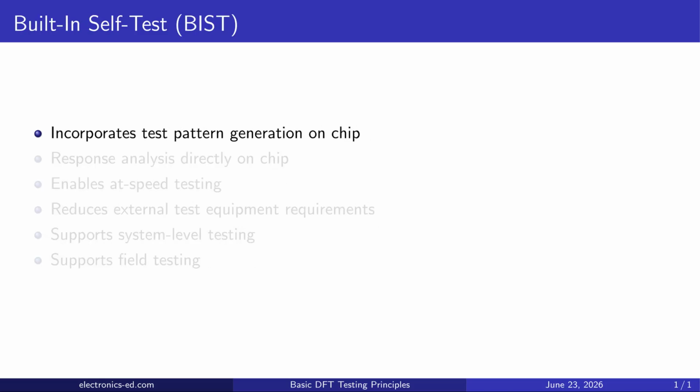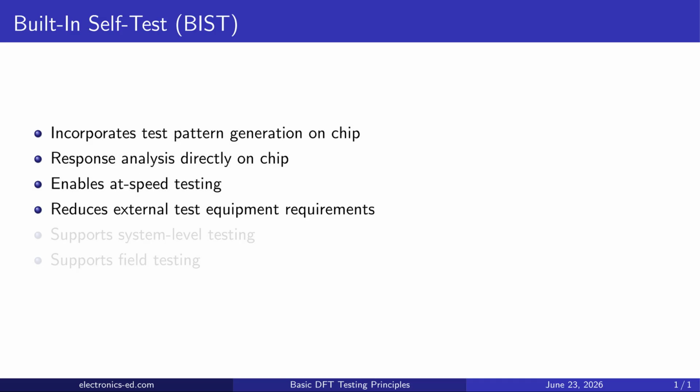BIST incorporates test pattern generation directly on the chip. It also places the response analysis directly on the chip. This enables at-speed testing of the device. It also reduces the requirements for external test equipment. BIST supports system-level testing. And it also supports field testing after the chip is deployed.